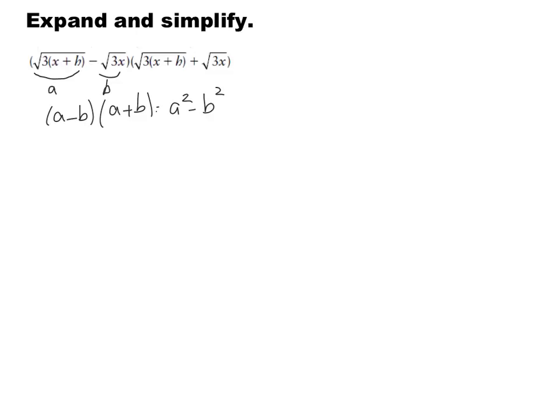So a squared is square root of 3 times x plus h squared, which is going to become 3 times x plus h, minus b squared. Square root of 3x squared is 3x, so minus 3x. If we simplify it, 3 times x is 3x, 3 times h is 3h, minus 3x, so it's going to become 3h.